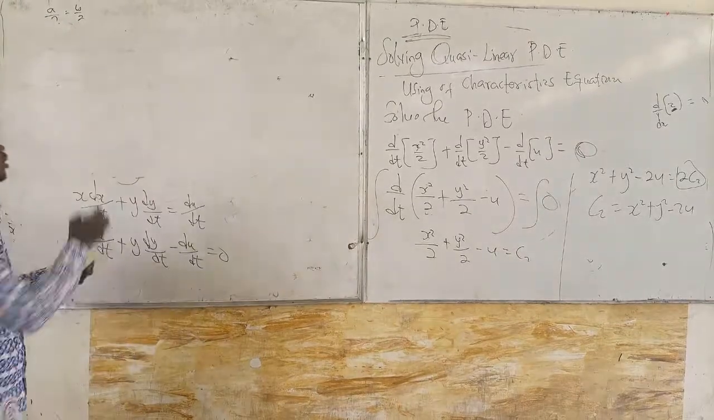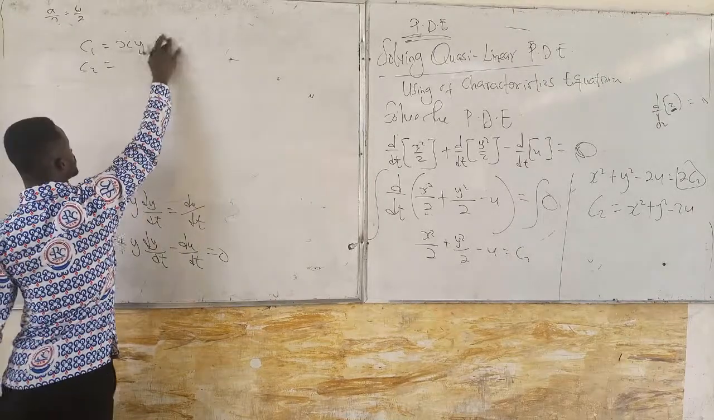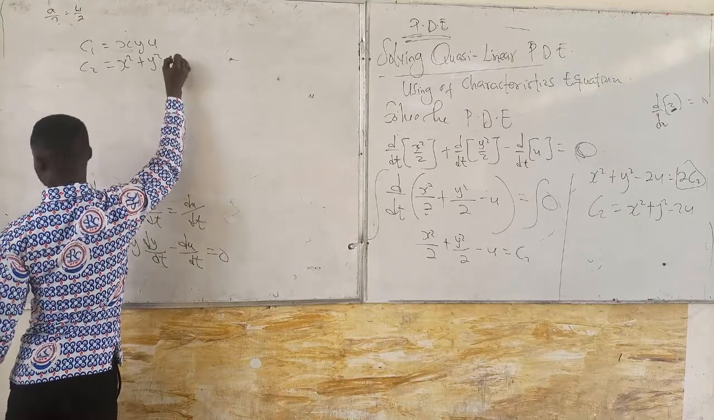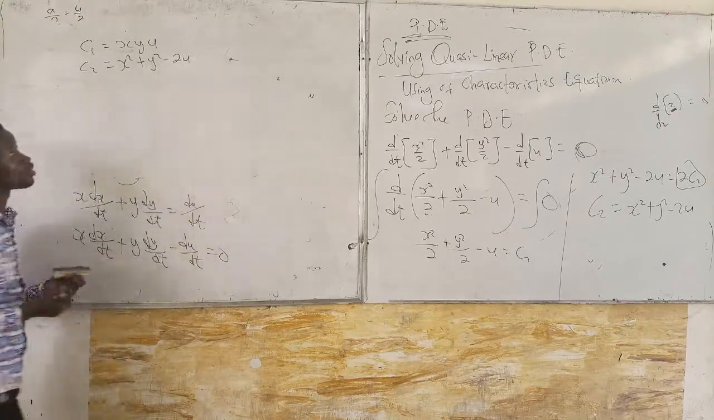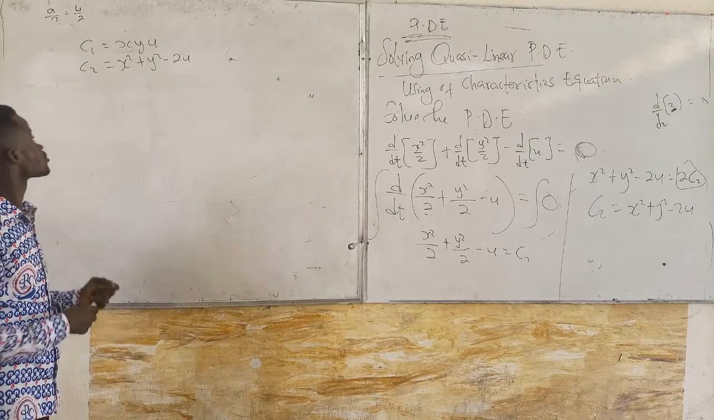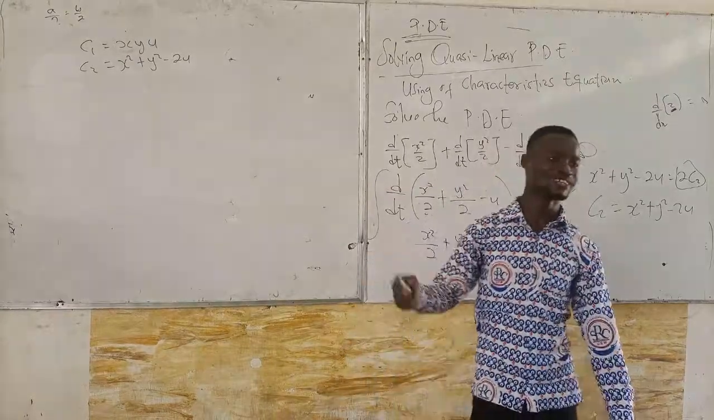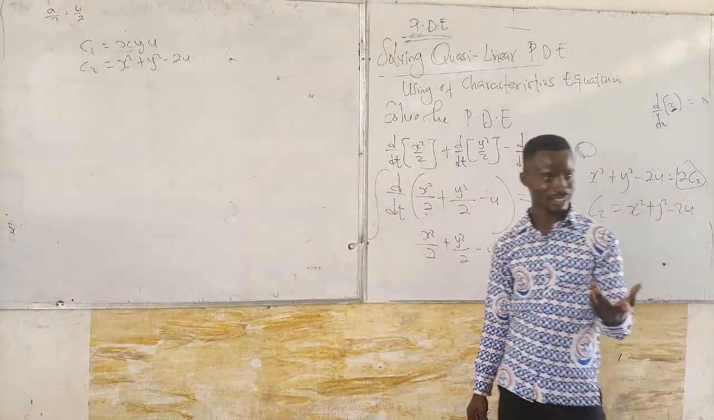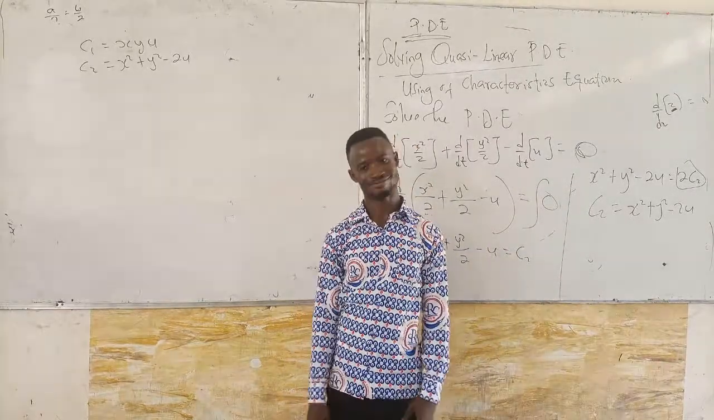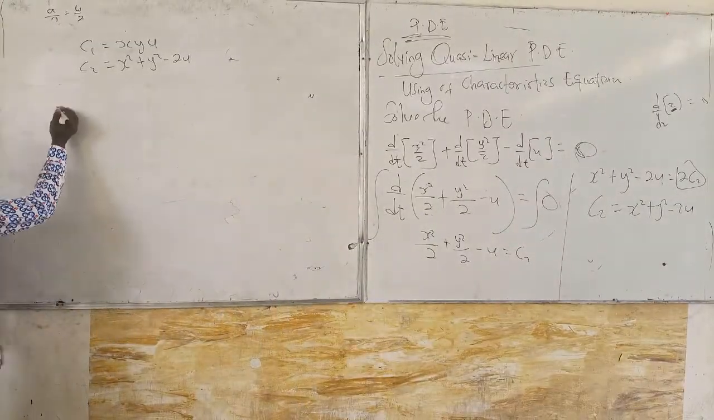Okay, so what is C1? What is C2? x squared plus y squared minus 2u. Now here is what Mr. Ali was saying. Looking at this, C1 is in, C2 is in. So what do we do? Any of it.